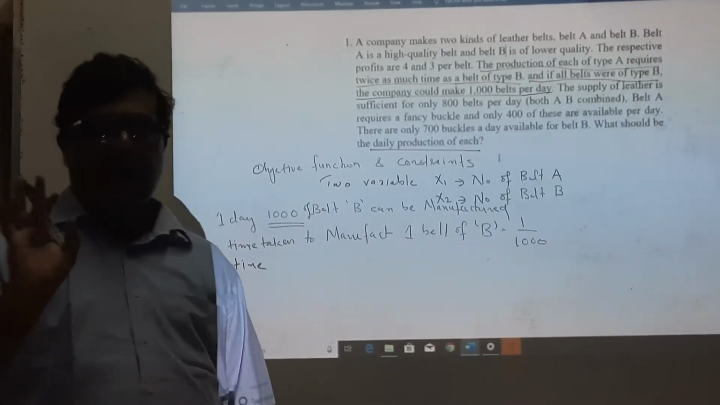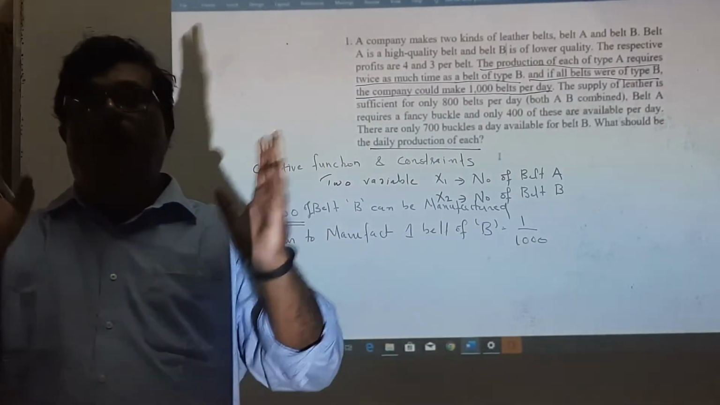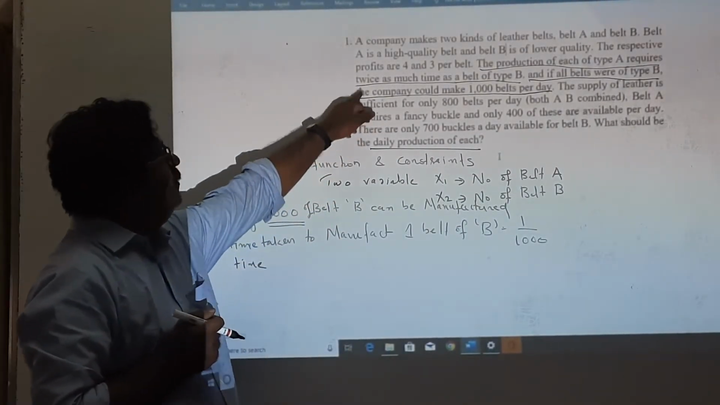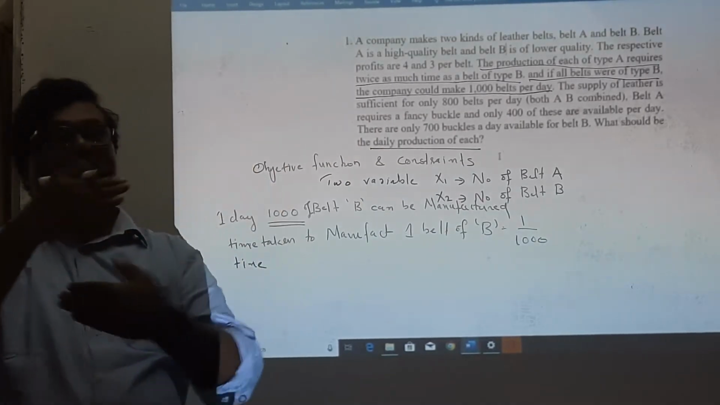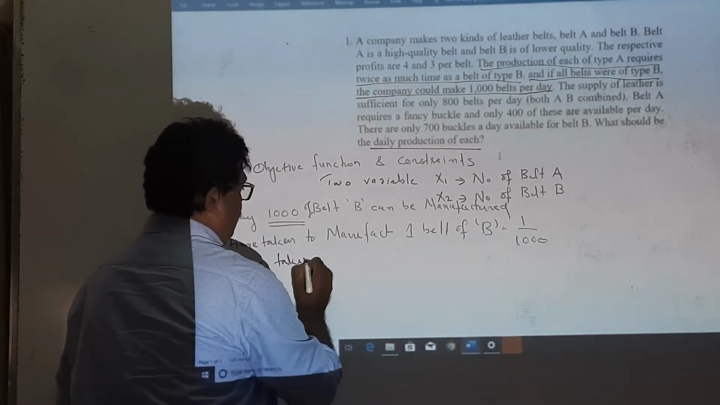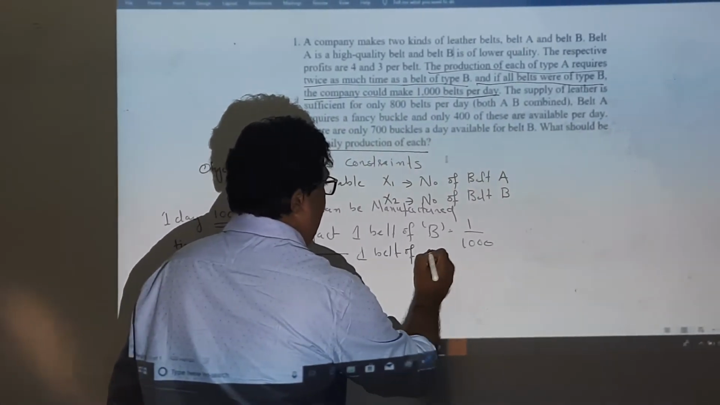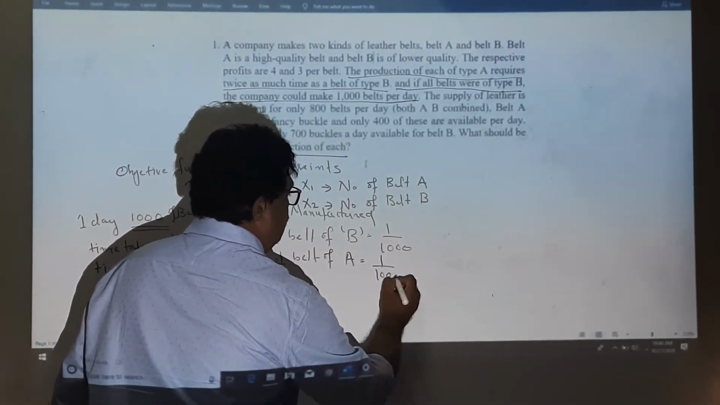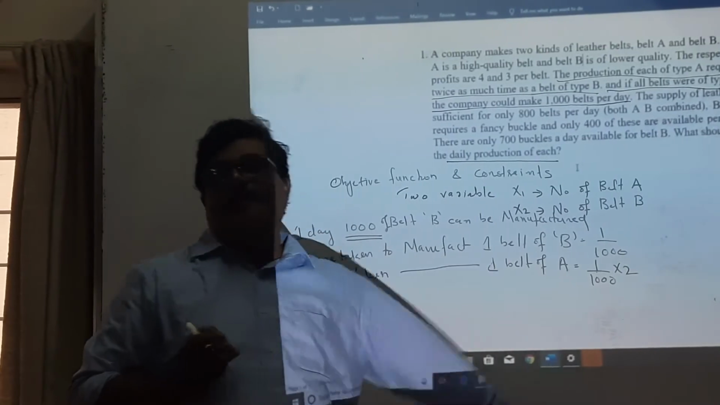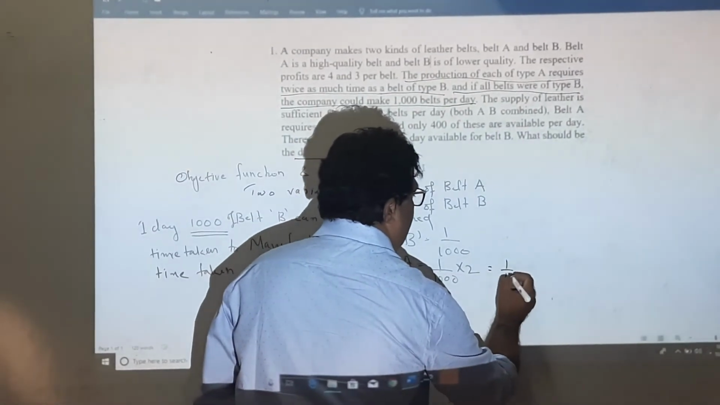Now it is easy to calculate the time taken to manufacture one belt of type A, because we have been already given that A requires twice as much time as that of B. So the time taken to manufacture one belt of A is equal to 1 by 1000 into 2. You understand? Because it takes twice the time as a belt of type B. So it will be equal to 1 by 500.